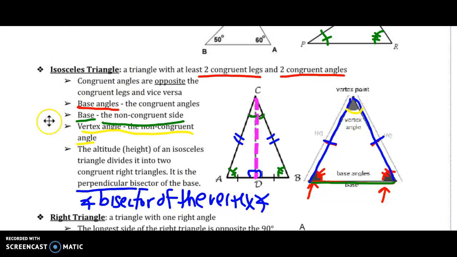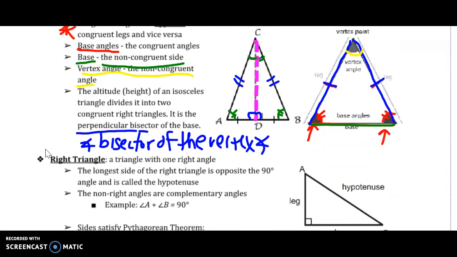Right, so the isosceles triangle has a lot of properties associated with it that we will be using throughout the year and in this unit. However, the most important right now is that it has two congruent legs, two congruent angles, and the congruent angles are opposite the congruent sides. The congruent sides are opposite the congruent angles.